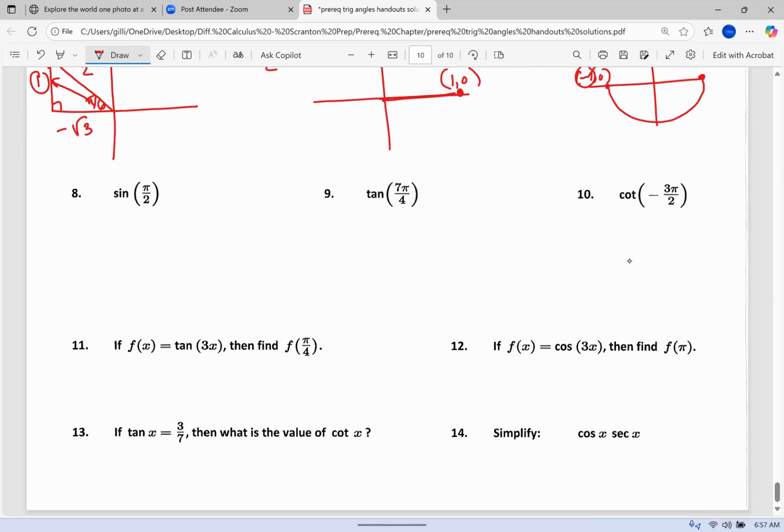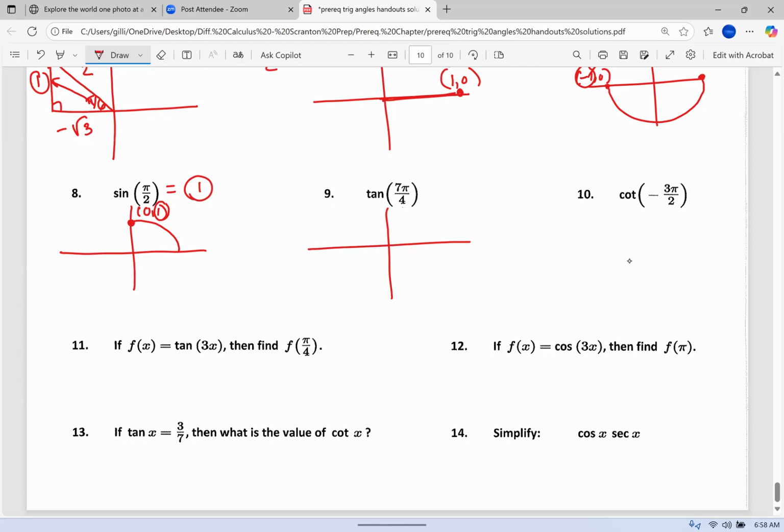And number 8, sine of pi over 2. Pi over 2 is going to keep me up here. The coordinates are 0, 1. And again, when it's a quadrantal angle, the sine value is just the y-coordinate, which is 1.